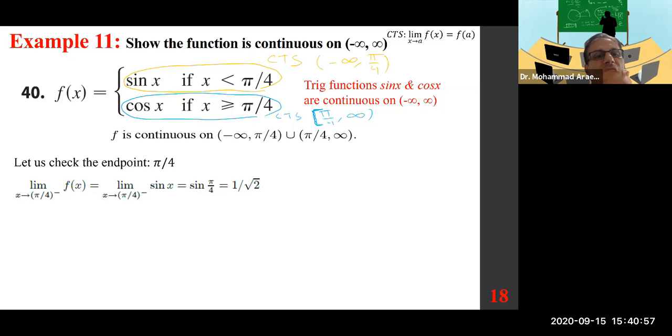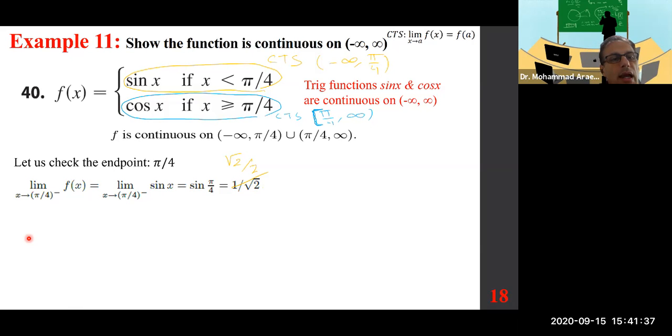If you take the limit of the function as x approaches pi over 4 from the left, you have to go with the top piece. So we put the top piece. And everybody knows this is square root of 2 over 2 or 1 over square root of 2. By the way, let me just write this. Normally we use square root of 2 over 2, class. Everybody knows that. Either way is fine.